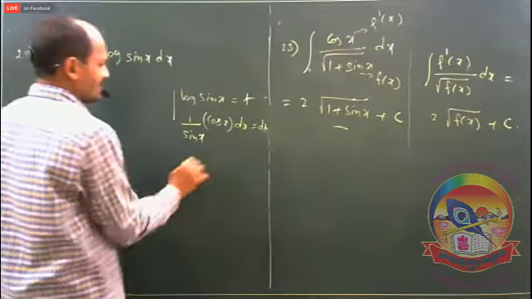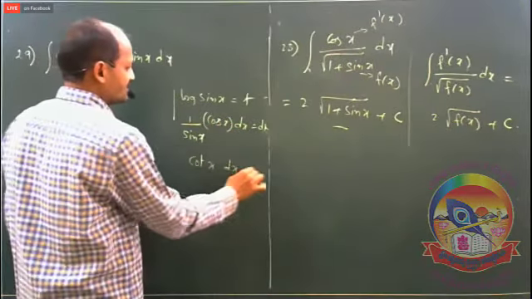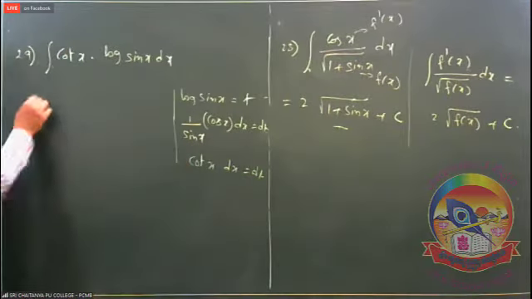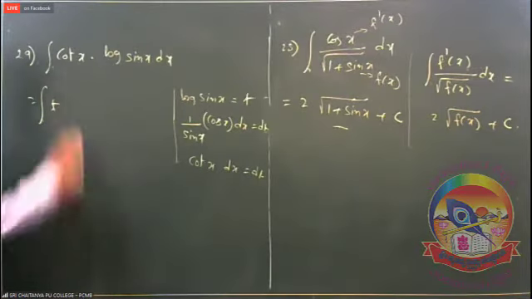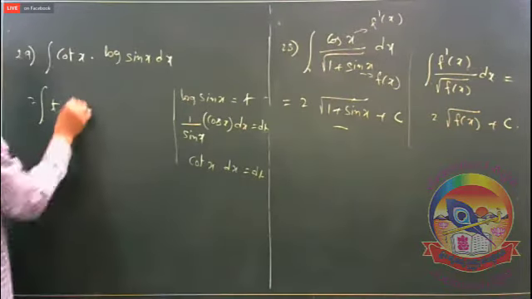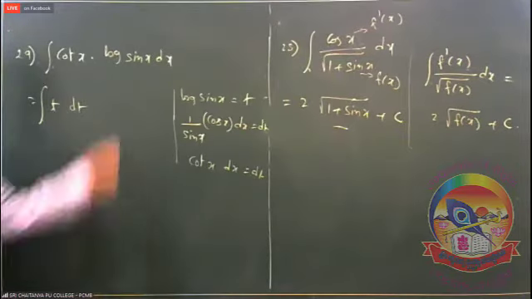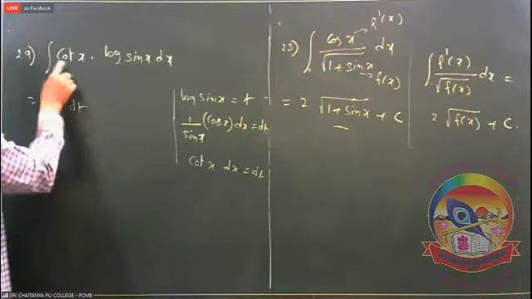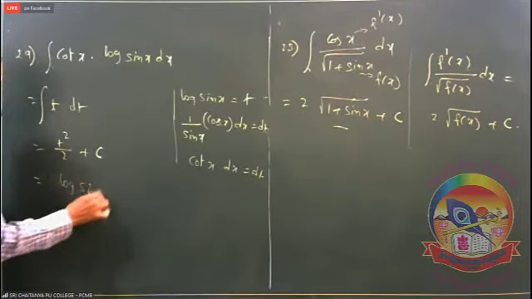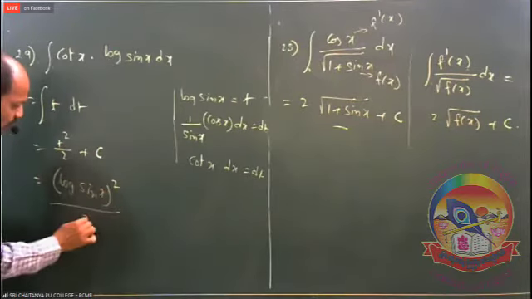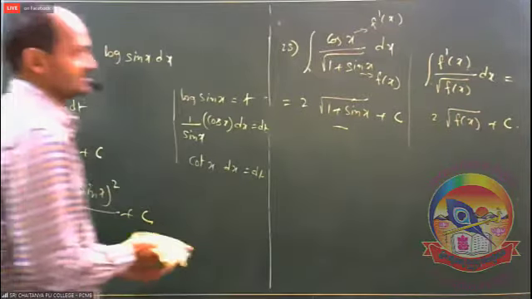What about cos by sin? Cot x dx is equal to dt. Integral of log of sin x, we consider it t, then cot x dx is dt. Now it is the integral of t, which gives t square by 2 plus c. What about t? Log of sin x. So log of sin x whole square divided by 2 plus c. Next one.